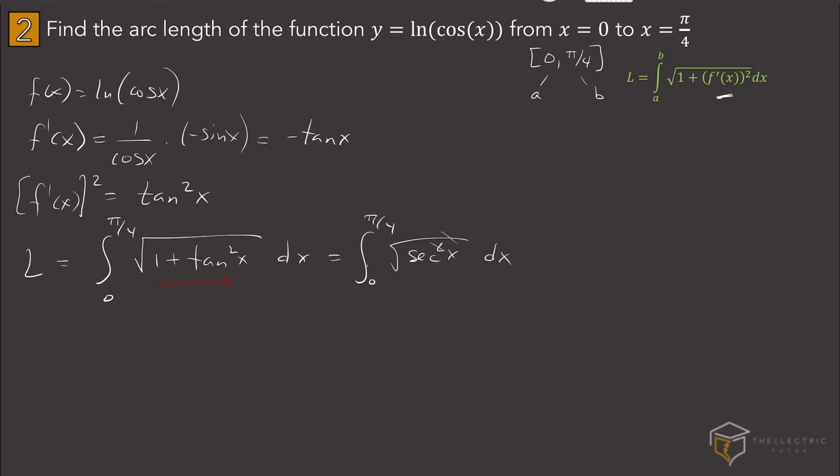We basically just have the integral of secant x, which is a basic integral. If you can remember what it is, then you will solve it. So it's natural log of the absolute value of secant x plus tangent x.